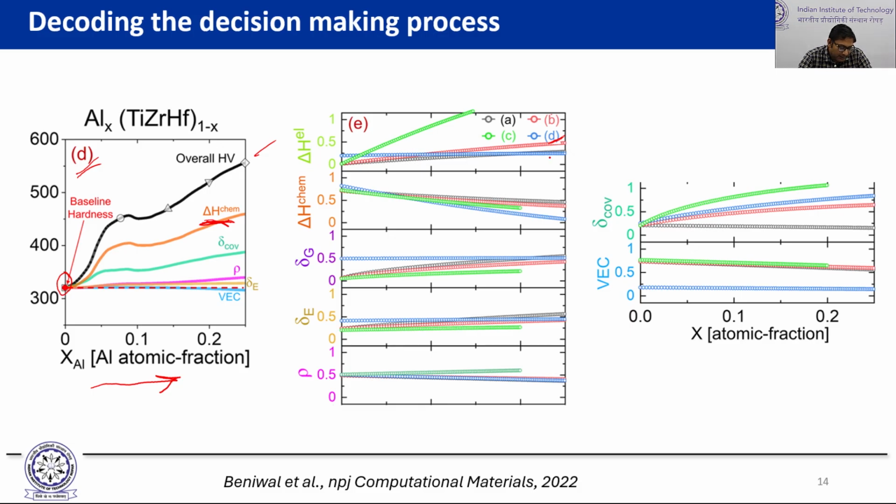In other words, the elastic enthalpy is really not playing up too much, and you can also see that the elastic enthalpy doesn't make much of a contribution. It doesn't even show up. Then if you look at the delta H chem, you can see that the value of the chemical enthalpy decreases sharply, and then this is basically something which is playing up in terms of increasing the hardness values.